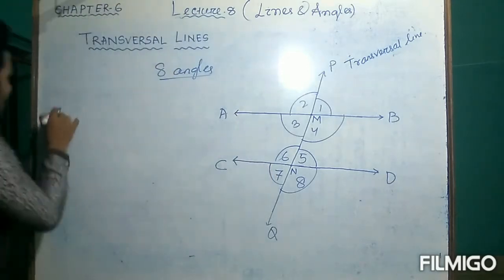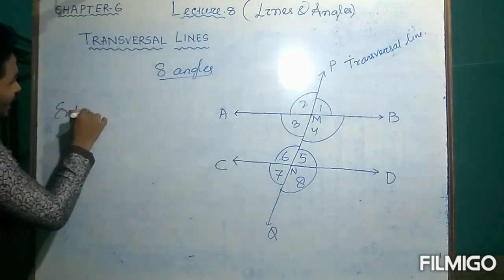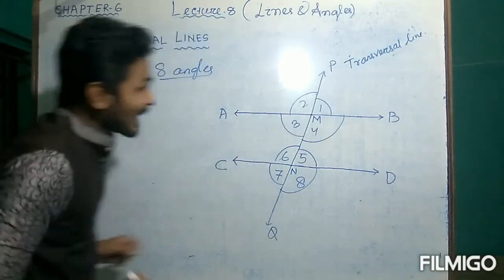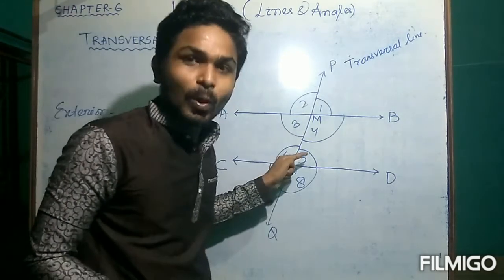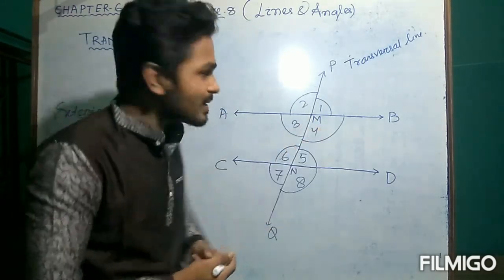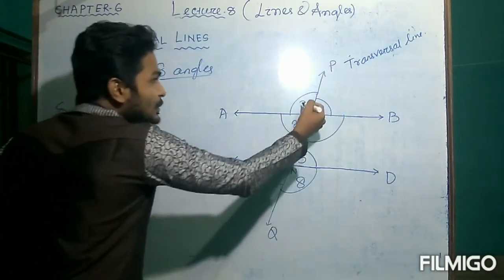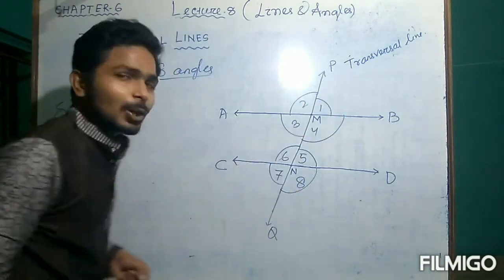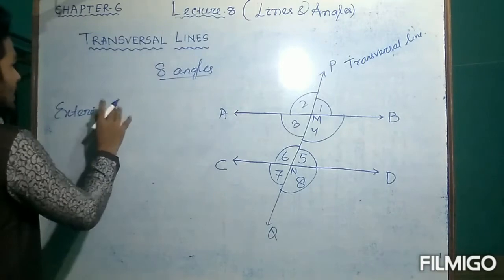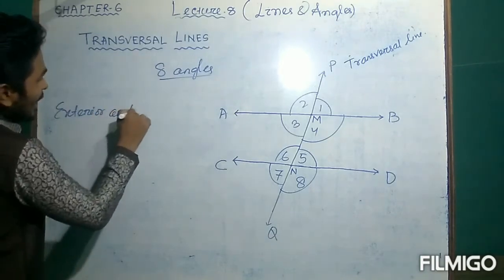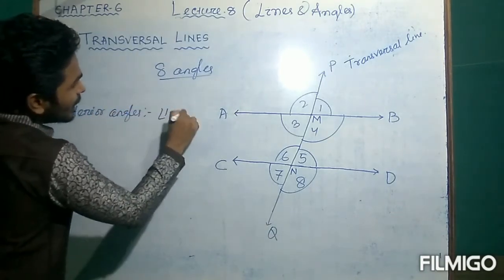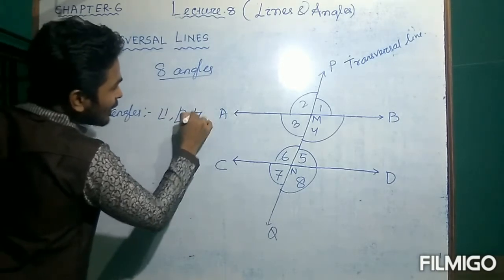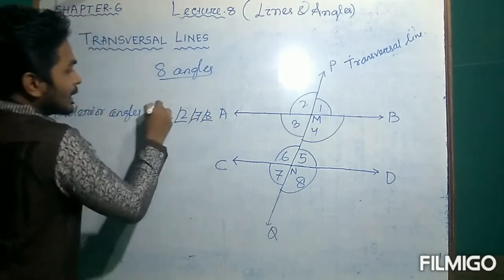So what are the exterior angles? The angles which lie outside these two lines are known as exterior angles. So here 1, 2, 7 and 8 are known as exterior angles. So the exterior angles are angle 1, angle 2, angle 7 and angle 8.